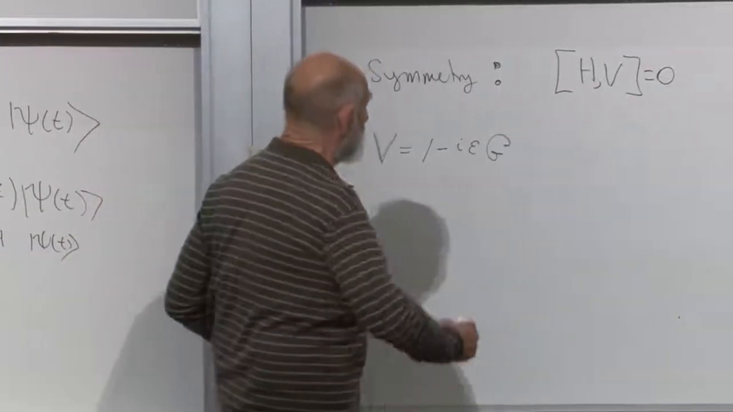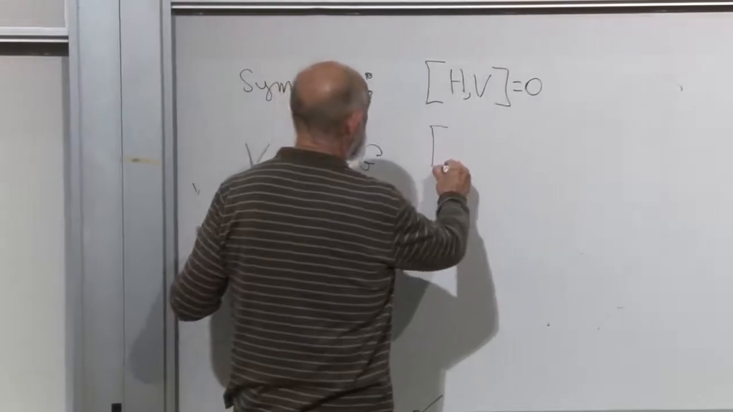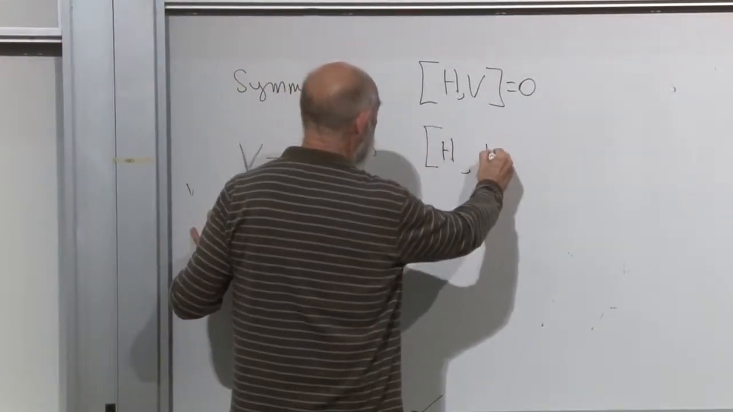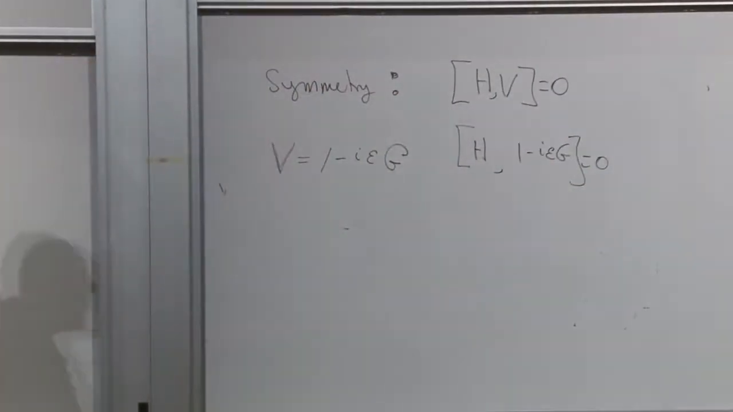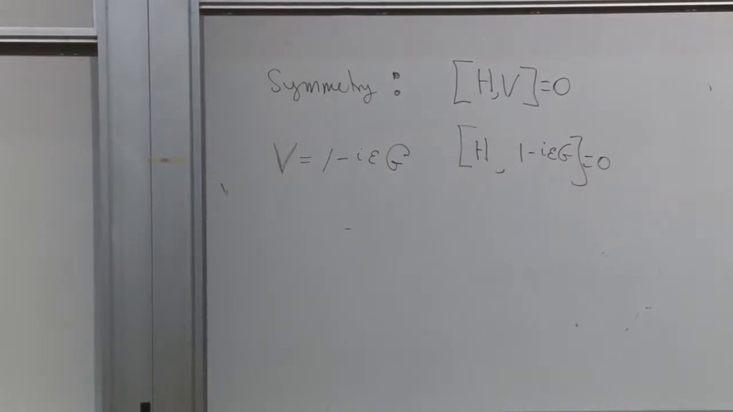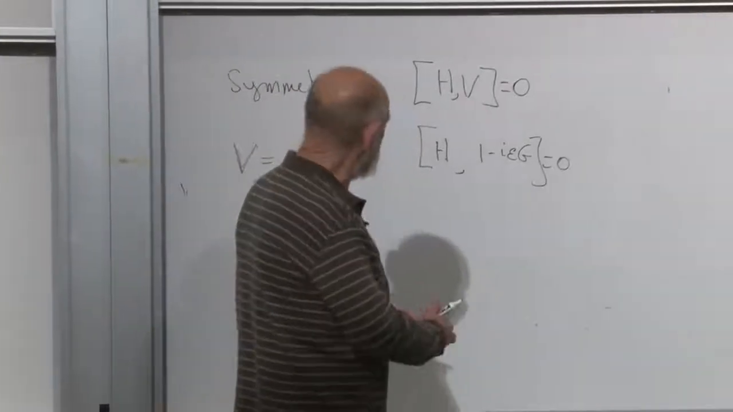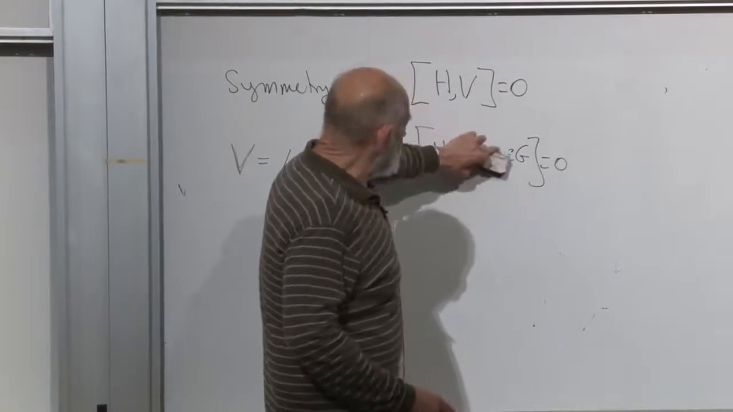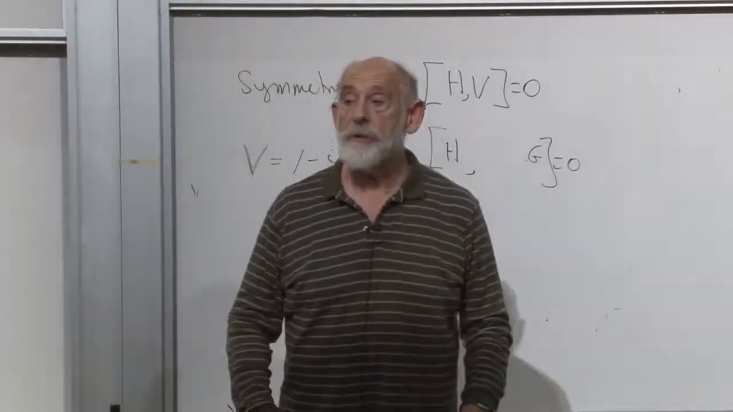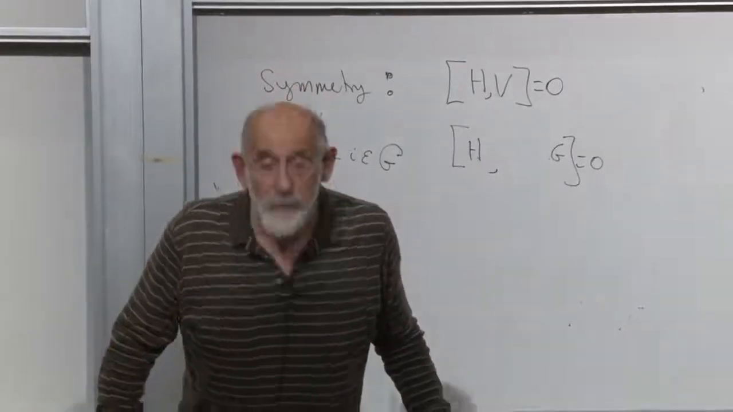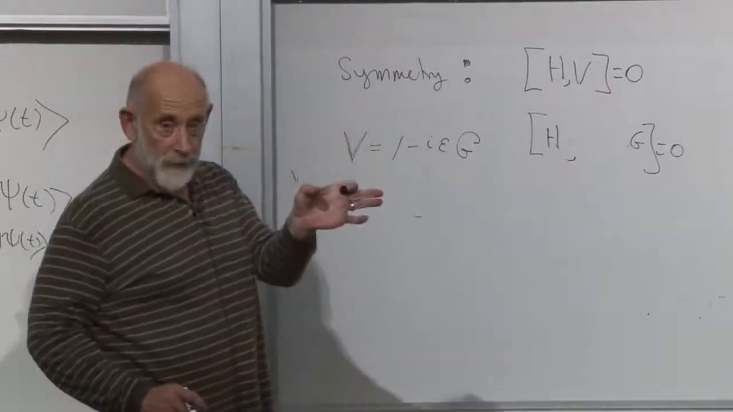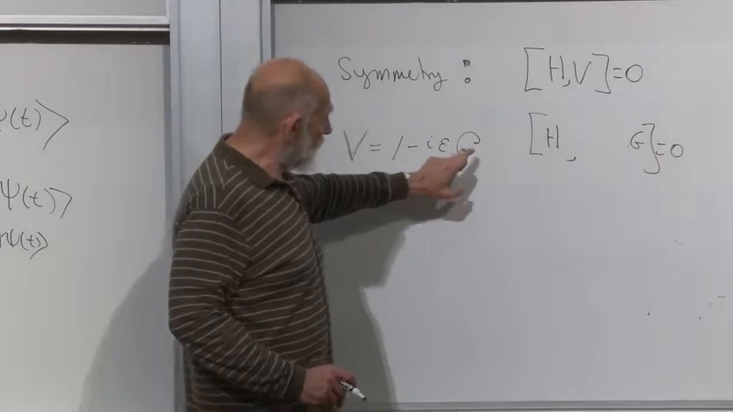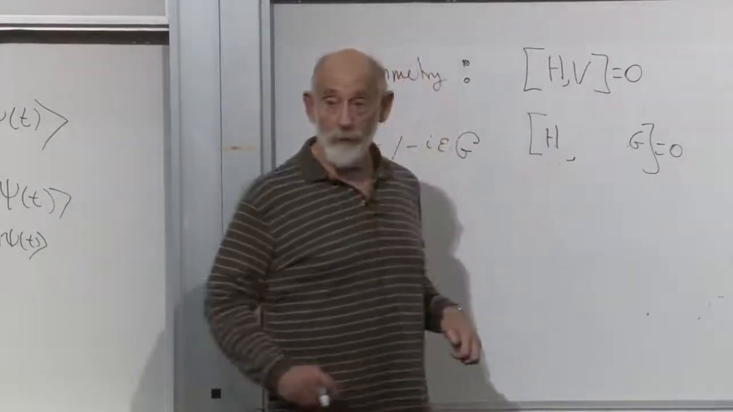If we plug this in and write the commutator of H with 1 minus i epsilon G equal to 0, what does that say? What's the commutator of H with 1? The commutator of anything with 1 is 0. Everything commutes with the unit operator. The i epsilon factors out, and what it tells us is that symmetry operations are generated by, and this is what it means to be generated by, can be built up by lots of little ones, things which commute with the Hamiltonian.